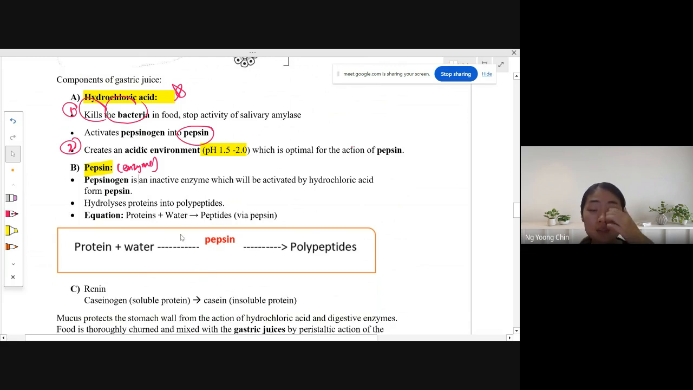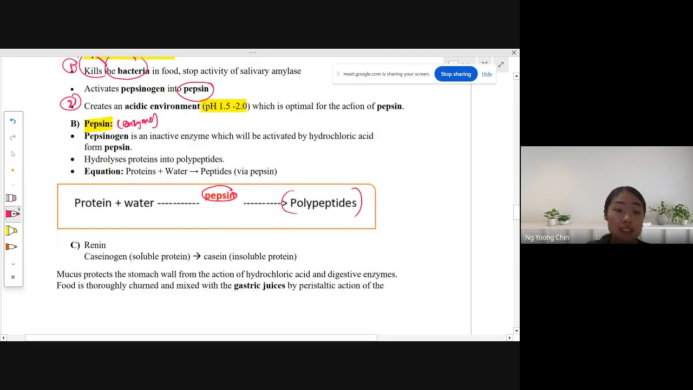So the equation will be like this: protein plus water, then converted by the pepsin. So you should write the pepsin on top of the arrow, to become the polypeptide. You can imagine that the proteins initially will be in this 3-dimensional structure like this, and there are a lot of bonds. Now you use this pepsin. This pepsin will cut off all the bonds holding the protein, so now they will become like this. Polypeptide chain is like this.